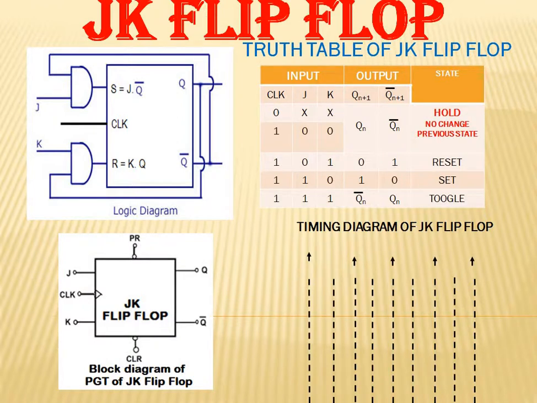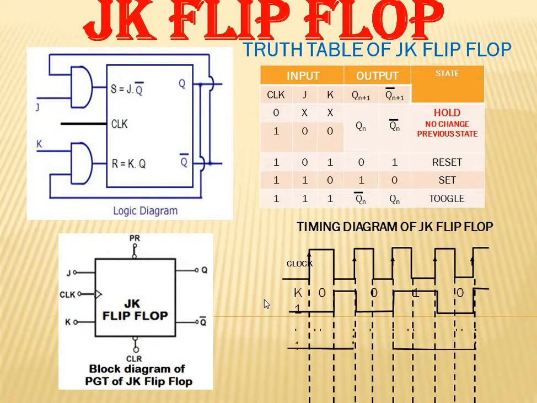Coming to the timing diagram and the block diagram. This block diagram is shown here for a PGT, that is positive going transition. With the clock pulse applied, this arrow mark shows that it is a PGT pulse. K and J inputs, the output. With the application of the clock, K is 0, J is 0. That means the flip-flop should be in the previous state. We have assumed initially Q is equal to 0. So from here to here, that is from one PGT to the second PGT, it will be in a hold state because J is equal to 0 and K is equal to 0.